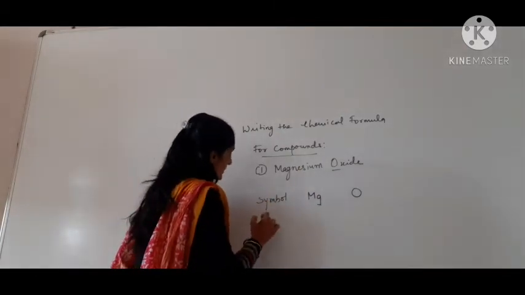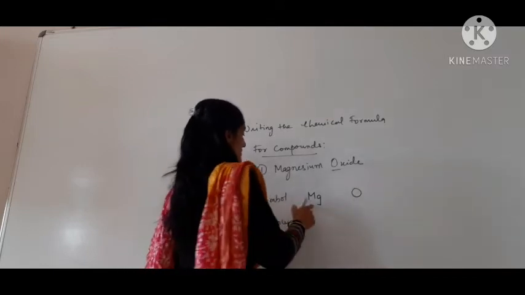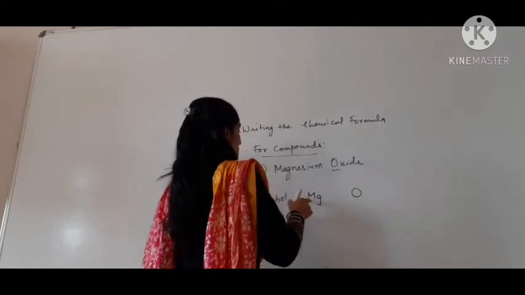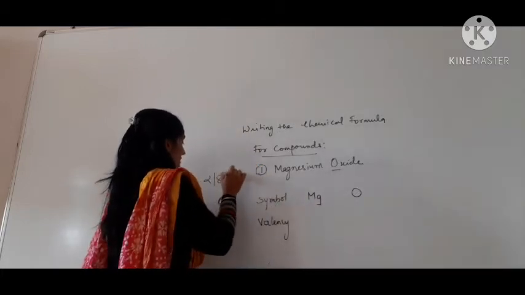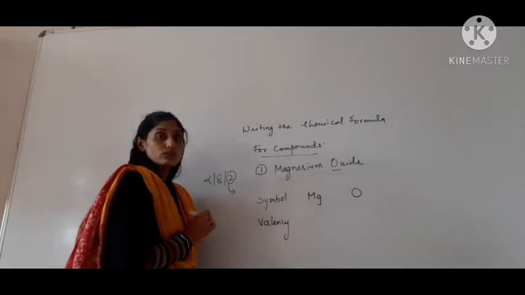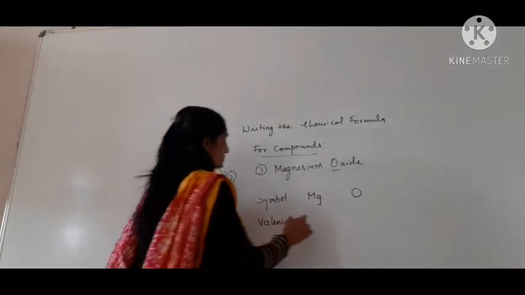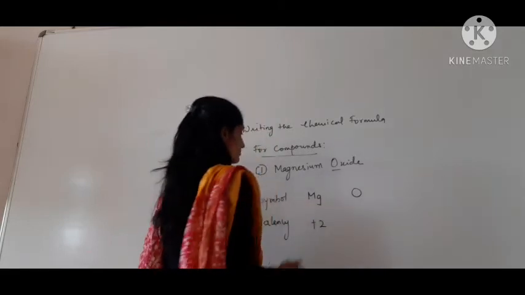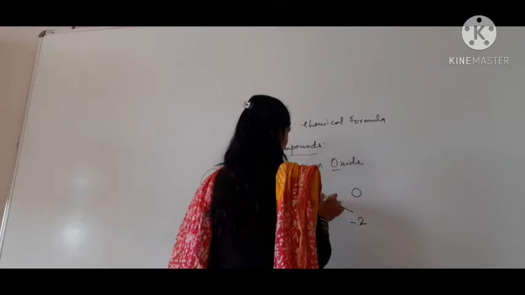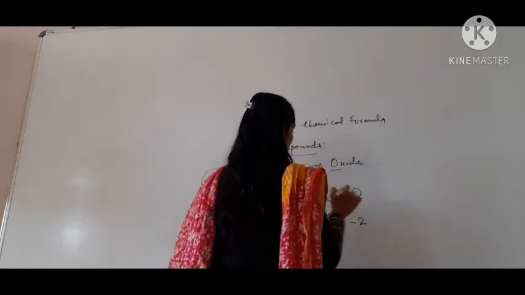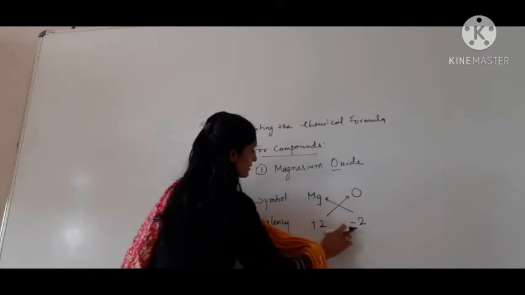The next step is to write the valency. What is the valency of magnesium? In the 4th chapter we learned that magnesium has 2 electrons in its valence shell, so it loses 2 electrons and becomes stable like neon. So the valency of magnesium is +2, and oxygen is -2. Now we use the crisscross method, without taking the signs +2 and -2.